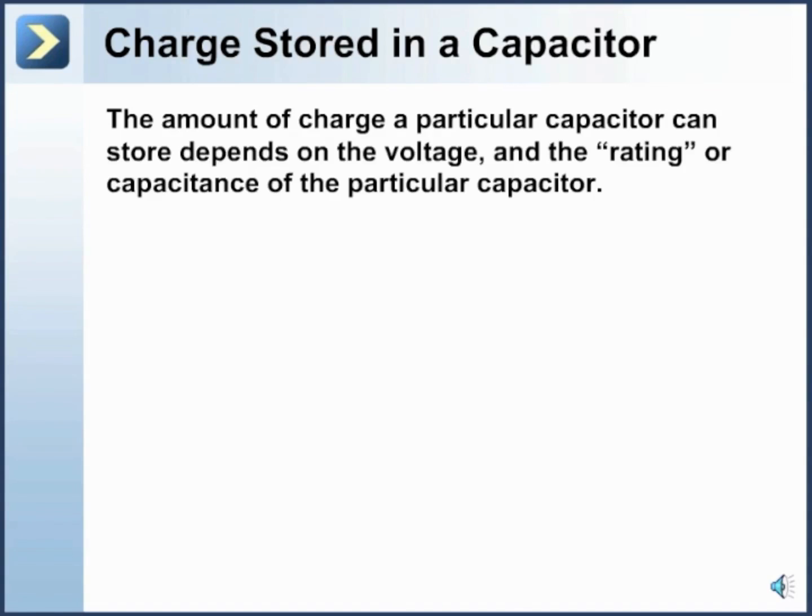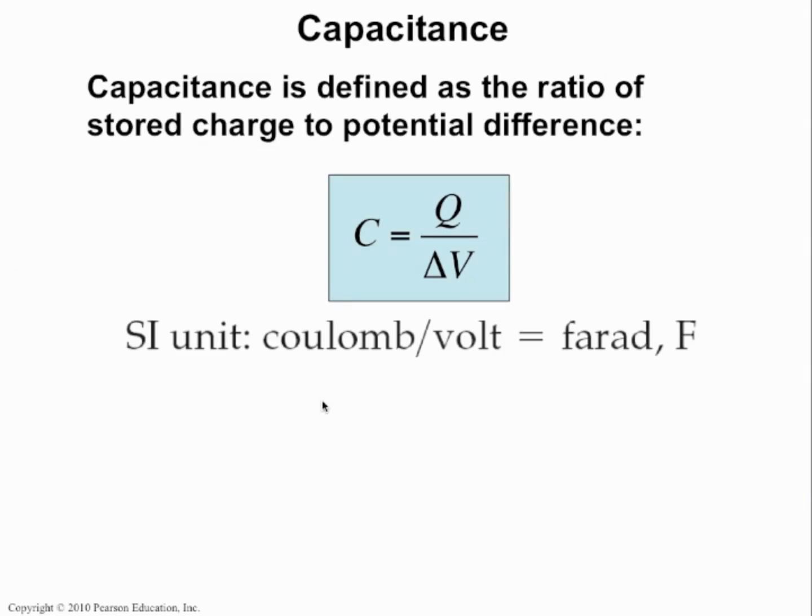The charge stored in a capacitor. The amount of charge a particular capacitor can store depends on the voltage and the rating, or capacitance, of the particular capacitor. Let's take a look at capacitance. Capacitance is defined as the ratio of stored charge to potential difference, and that's why C for capacitance equals Q over delta V. Now, the unit for capacitance is the coulomb per volt, but most people don't talk about coulombs per volt. It's very unusual, and so you should get used to just calling this a farad.